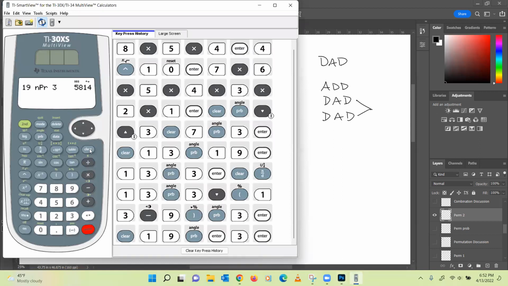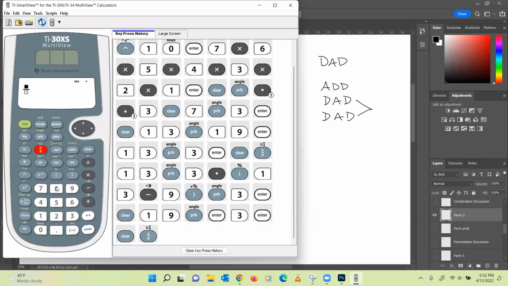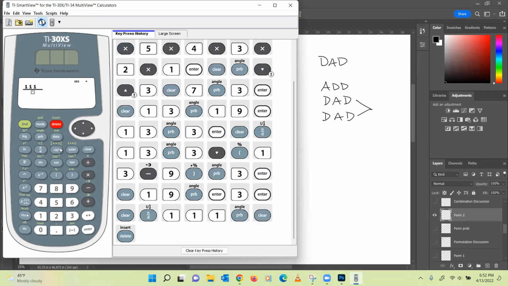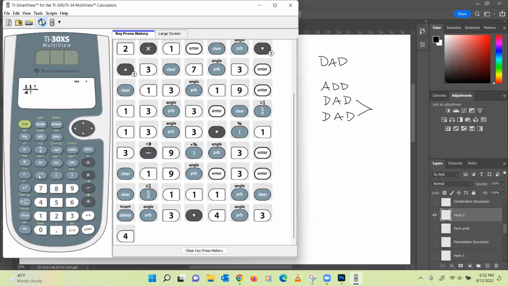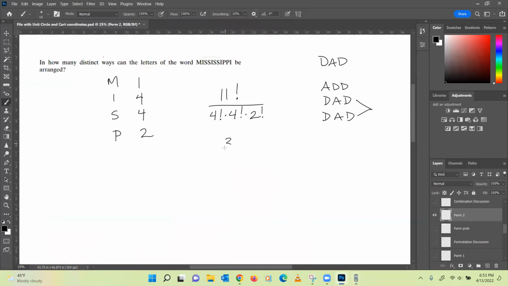So let's go ahead and clear this out. And I'm going to go ahead and use the fraction button because I like that. So I need an 11, not 111. I need 11 factorial in the numerator. And then in the denominator, I'm going to try it without the multiplication: 4 factorial, 4 factorial, 2 factorial, just to see if it works on this calculator. I don't know if it does or not. Oh, 34,650.